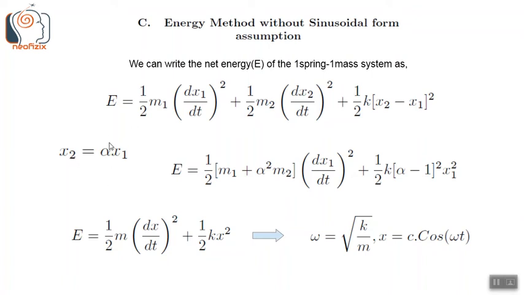Let us use this assumption x2 equals alpha x1 in this energy equation. Then we get E equals half (m1 plus alpha squared m2) (dx1/dt) squared plus half k (alpha minus 1) squared x1 squared. So we have eliminated x2 from the energy equation.